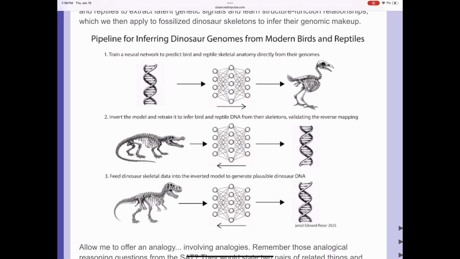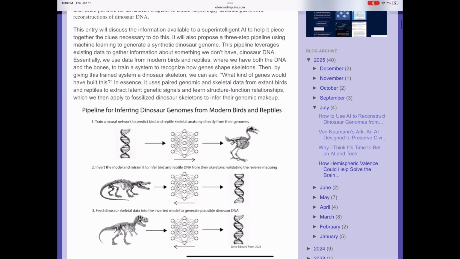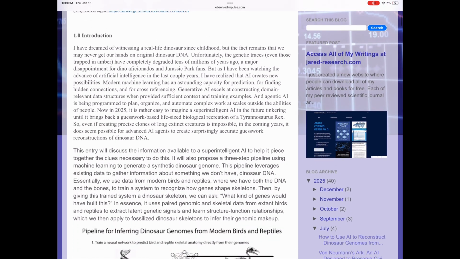So let me start off by reading the introduction. I've dreamed of witnessing real-life dinosaurs since childhood, but the fact remains that we may never get our hands on original dinosaur DNA. Unfortunately, the genetic traces, even those trapped in amber, have completely degraded tens of millions of years ago, a major disappointment for dino aficionados and Jurassic Park fans.